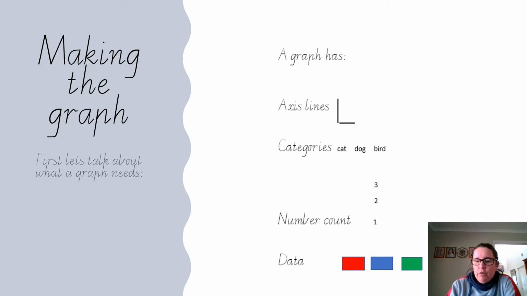Along the long axis line, it has the number count, so that we know how many of each there is. And it has the data. It has how many of each thing there was. So if we said there was 9 dogs, then we would have to draw 9 rectangles in our graph. Now, this graph that we're making is called a bar graph. It's the easiest graph to make. That's why we're going to try it, okay?